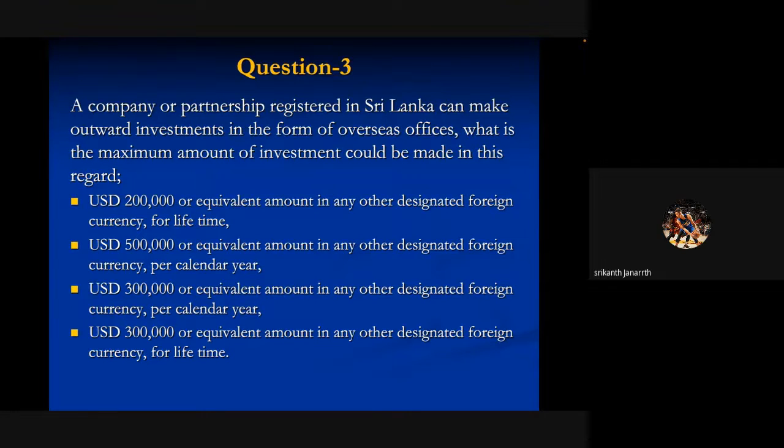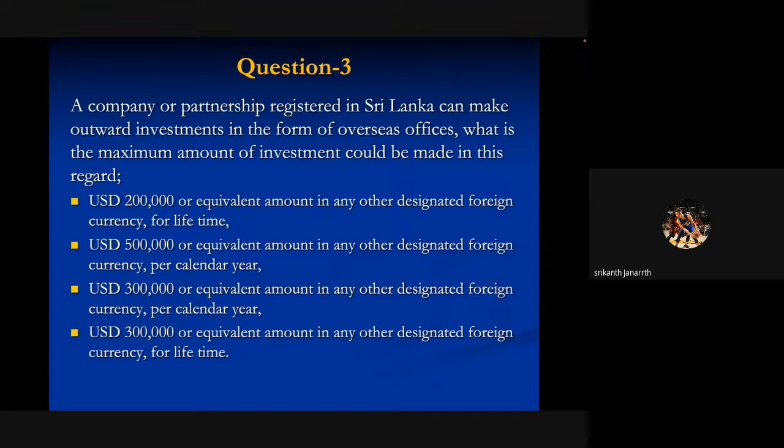A company partnership can have an office. I think we learned that in the tabulated form under outward investment. If it is an office, that needs to be a running office, right? So it can't be lifetime. It has to be per calendar year. So what is the amount?